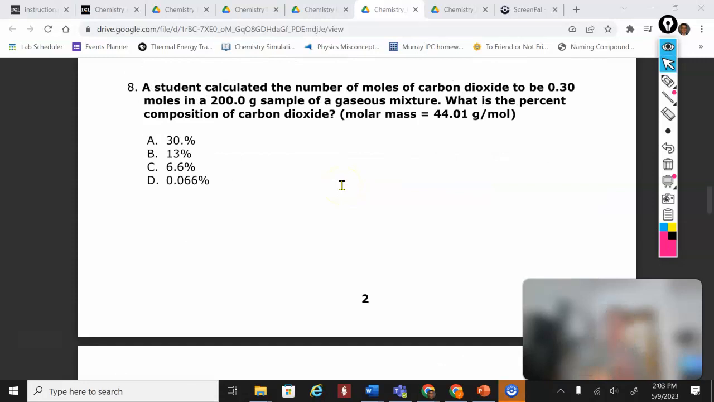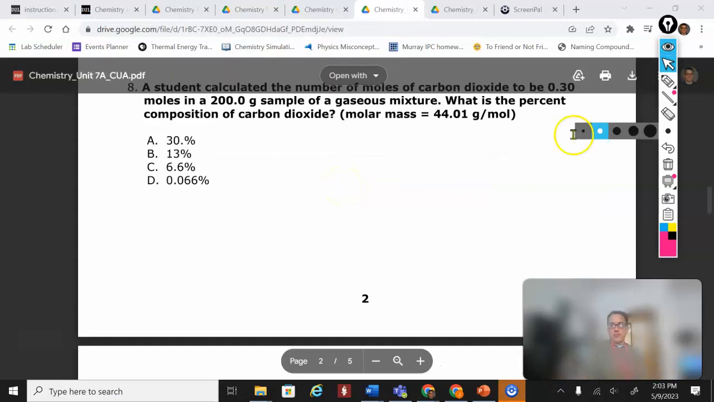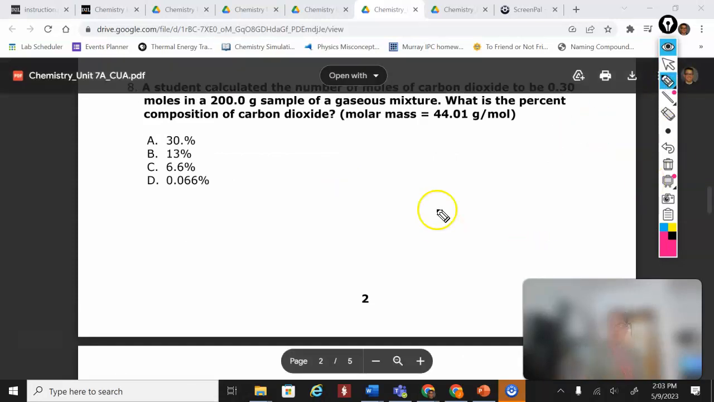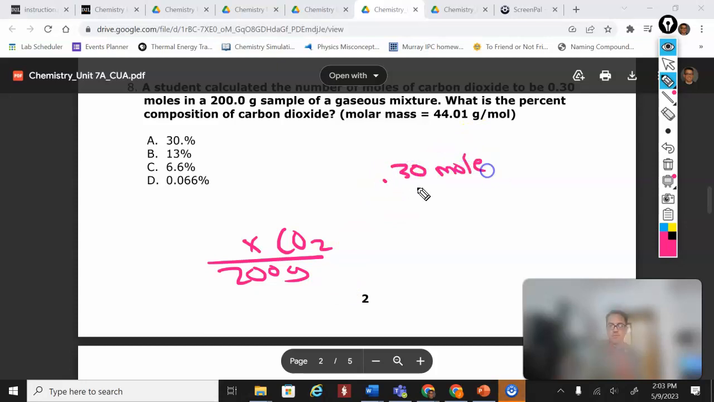All right. Number 8, we're trying to find the percent composition of carbon dioxide. So the relevant info here is I've got 200 grams. And so 200 grams is my total. And I'm trying to figure out what goes on top, like how much carbon dioxide is going to go on top up here. So if I've got 0.3 moles, I need to figure out how many grams that would be.